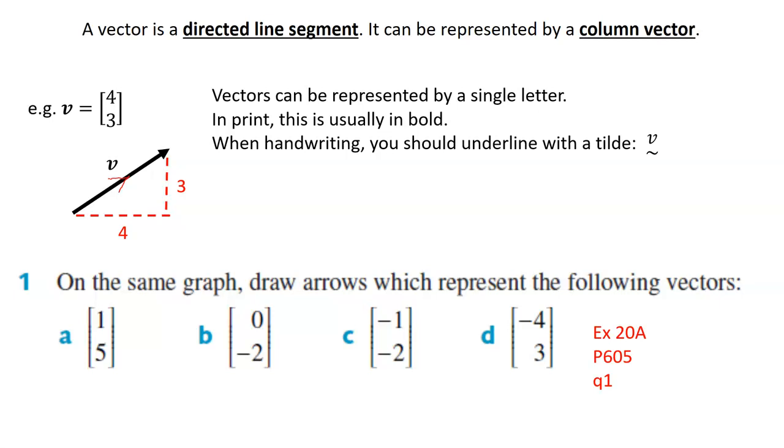So I'll just quickly go through these ones with you. So 1, 5 is going to be 1 across and 5 up. 0, 2 means no horizontal movement, just 2 units down. -1, -2 means I go back 1 and down 2, like this. And then -4, 3 would be going back 4 and up 3. So it would look something like this. Obviously, I don't have squares there, so my scale isn't spot on. You should get an idea of what we're after.